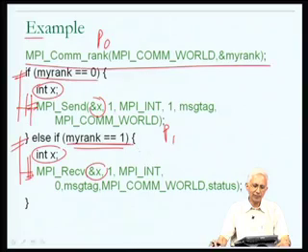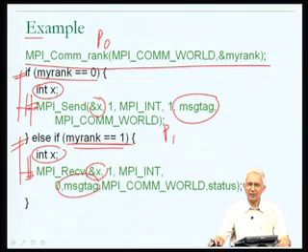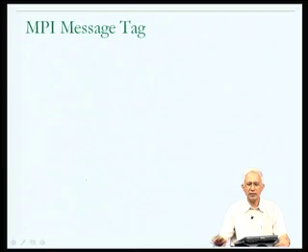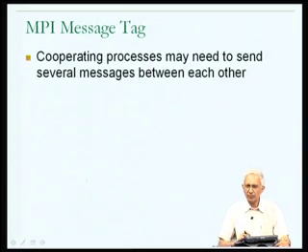Okay, now one of the parameters in the call to send and the call to receive, you would have noticed, was a parameter with the name MSG tag, which is actually referring to something called a message tag. This is another important concept in MPI communication, the idea of the message tag. The reason that a message tag is necessary is that it is quite possible, if you're writing a non-trivial program, that the processes which are communicating with each other and need to cooperate may in fact need to send more than one message to each other.